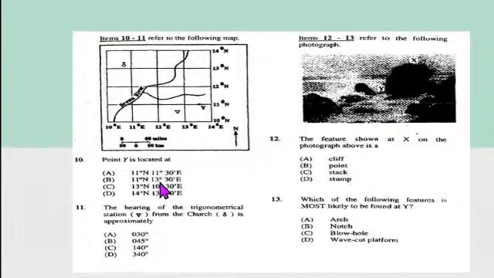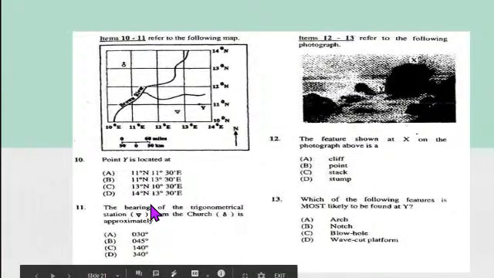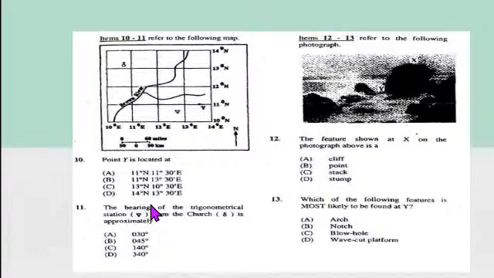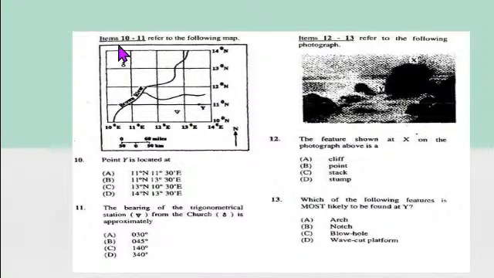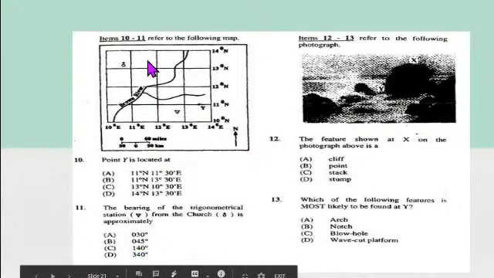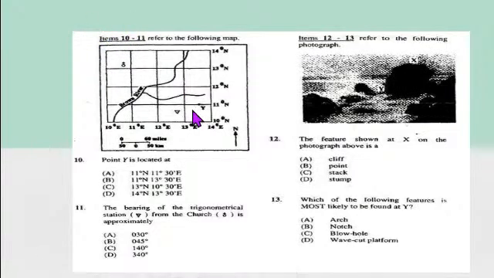Number 11. The bearing of the trig station from the church is approximately. So trig station from the church. So that means our starting point is over here. We draw our north-south line. All right, so it is greater than 90 degrees. Can't be 340 because 340 would have been on the other side. So we would go with 140, which would have been letter C. So 11 is letter C.